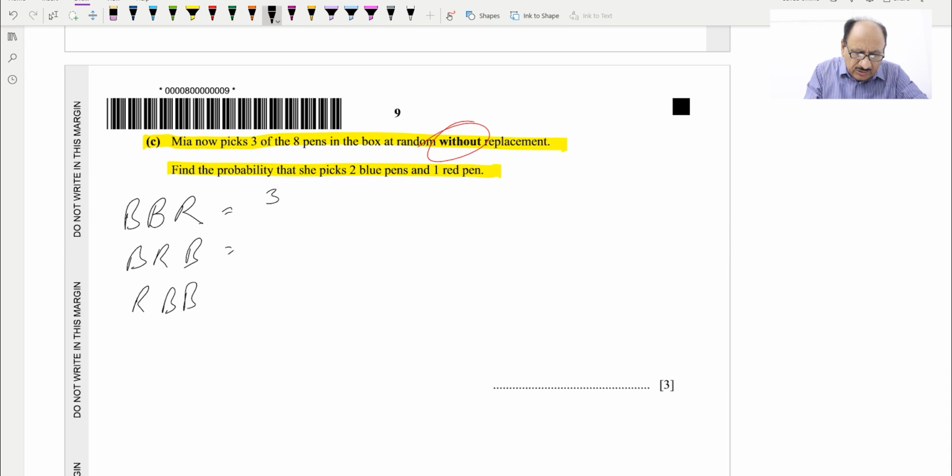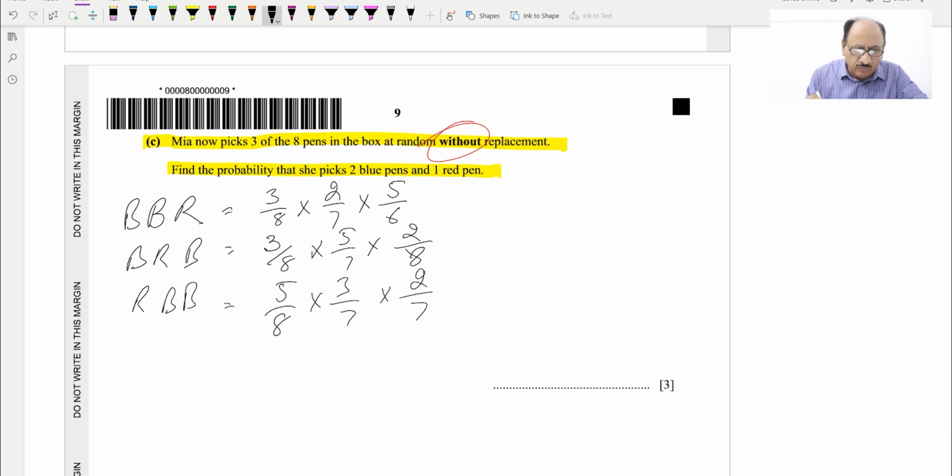For the blue one, it is 3 by 8. First one 3 by 8. Second one will be 2 by 7 because one will be lesser. And for red, there are 5 red pens, so 5 by 6. So this will be the probability. Then for the blue will be 3 by 8, and this will be 5 by 7, and this will be 2 by 6 because one is already gone. For this one, it will be 5 by 8, and total are 3 blue, so 3 by 7 and 2 by 6 basically. This one also should be 6, this one also should be 6, so this will be 6 here, 6 here.